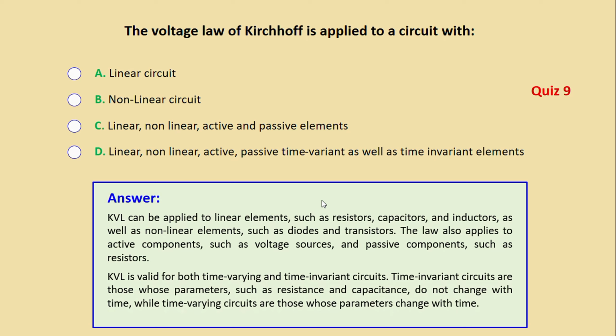Moreover, KVL is valid for both time-varying and time-invariant circuits. Time-invariant circuits are those whose parameters such as resistance and capacitance do not change with time, while time-varying circuits are those whose parameters change with time. That means D is the correct answer.